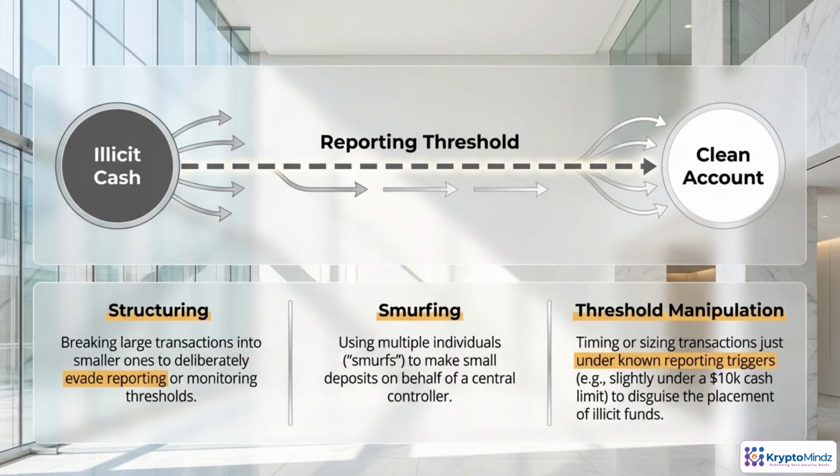Criminals know that banks and regulators watch for certain reporting thresholds, so they design deposits to slip just below those trigger points. Structuring is the classic method, taking one large amount of illicit cash and breaking it into many smaller transactions to avoid automated alerts. Smurfing adds people to the tactic, using several smurfs who each make small deposits that look normal on their own. Threshold manipulation is the overall strategy, timing and sizing transactions just under known limits to quietly move dirty money into clean accounts.